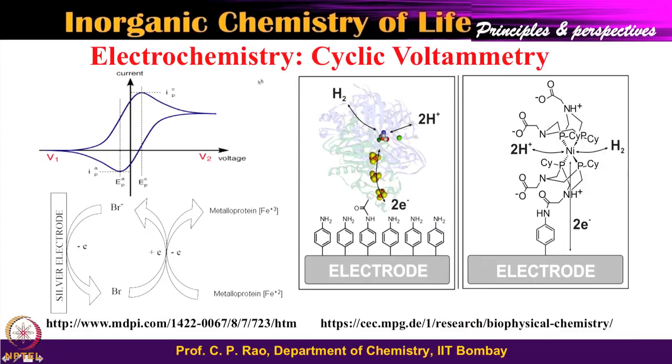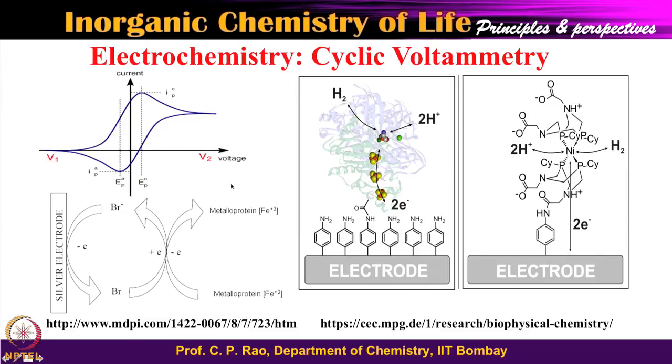Another technique is electrochemistry. Here we are talking about cyclic voltammetry. Electrochemistry is basically where you add an electron to a system or molecule, or you remove an electron from a system or a molecule, and ask what happens to it. How does one measure what happens? So, this is what is basically studied.